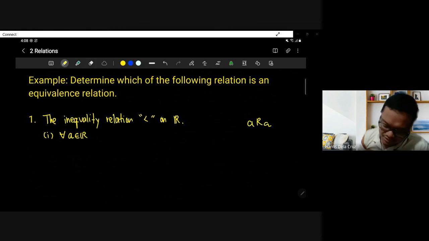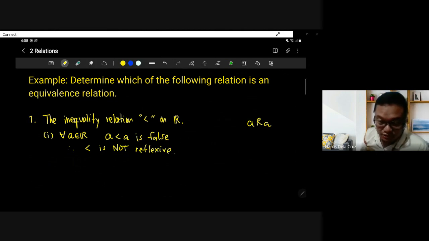a R a. So, for every real number a, right? The statement a less than a is false. That's false, right? It's not possible for a to be less than itself. Right? What does that mean? So, therefore, the relation less than is not reflexive.